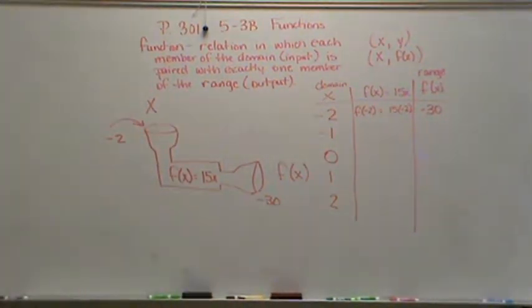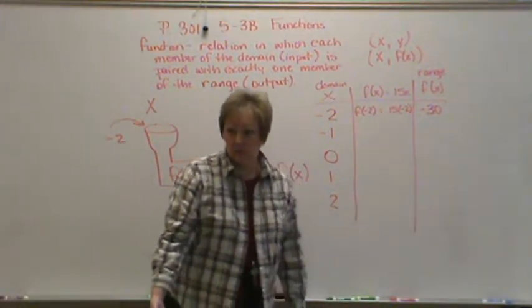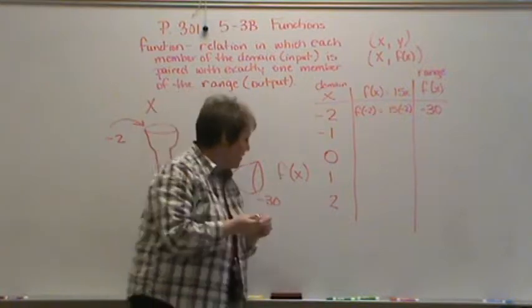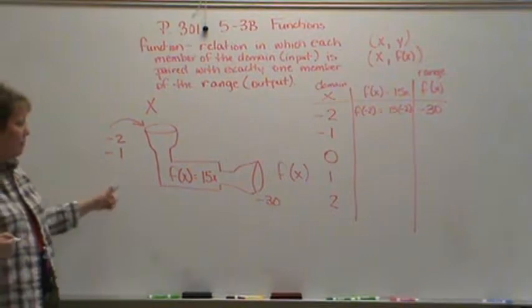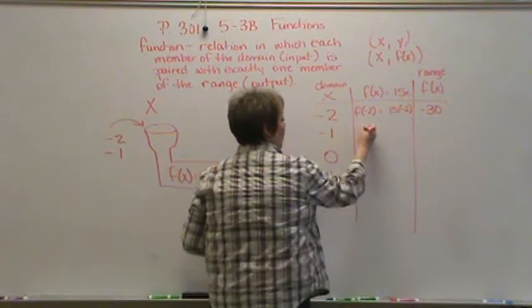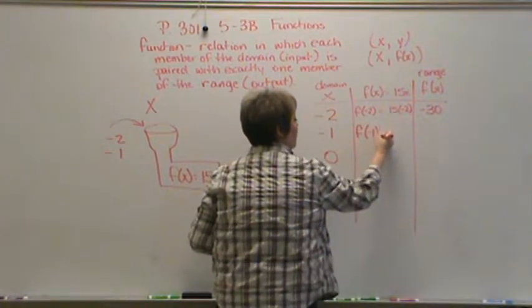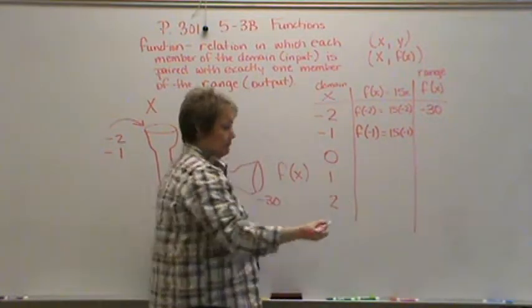So think about it that way. The amount of money that you make could be a function of the number of people you sell to. Okay? So let's try this with -1. Now I'm going to input a -1 into my function machine. 15 times -1 is what? -15.